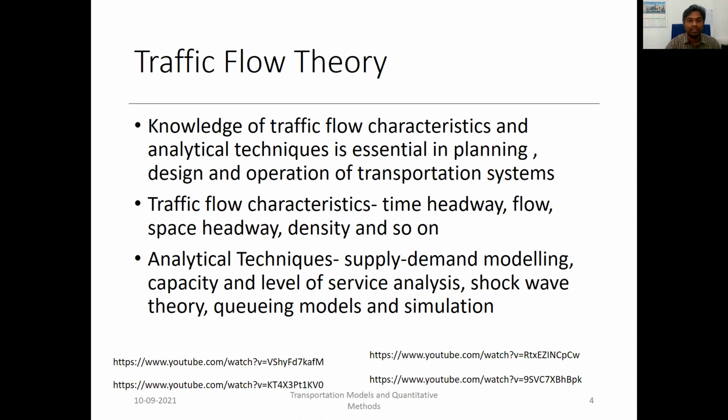And when it comes to the course outline, it may consist of the traffic flow theory concepts as well as the traffic flow fundamental concepts initially. So traffic flow theory is all about the knowledge of traffic flow characteristics and analytical techniques, which is essentially used in planning, design, and operation of transport. As a transportation engineer, the applications of traffic flow theory are vast. Essentially, the planner has to know the performance of the traffic flow by using shock wave theories, queuing analysis, capacity and level of service diagrams, and so on.